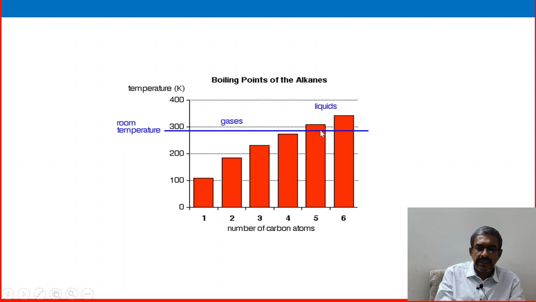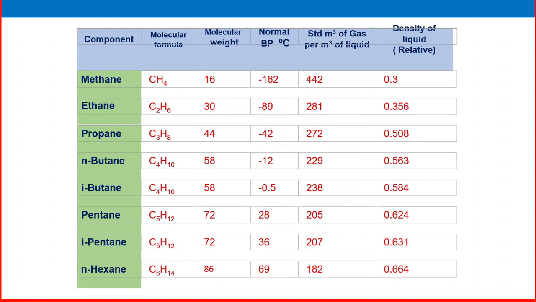So when the carbon atoms increase, the molecular weight increases and the hydrocarbon compound becomes heavier. The lightest one is C1, the heavier one is C6. When the carbon atoms increase, the hydrocarbon compound changes state. It is liquid now, after 5. So this is important: some basic important properties of a hydrocarbon. You can see molecular formula, molecular weight, normal boiling point, which is very important, and density as well.